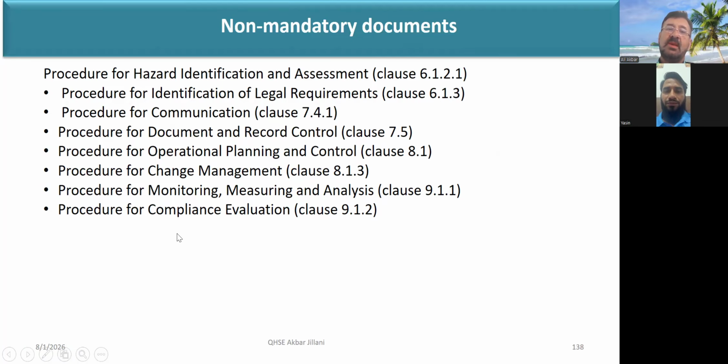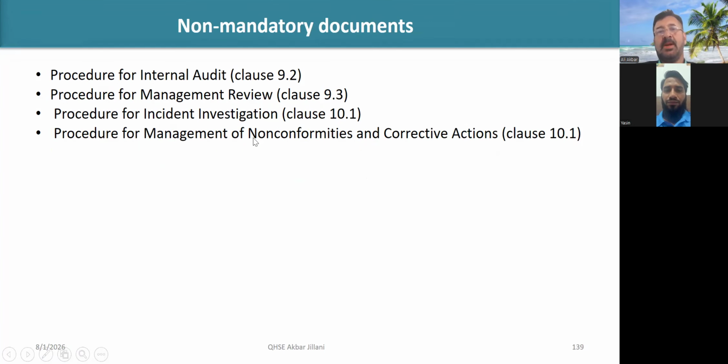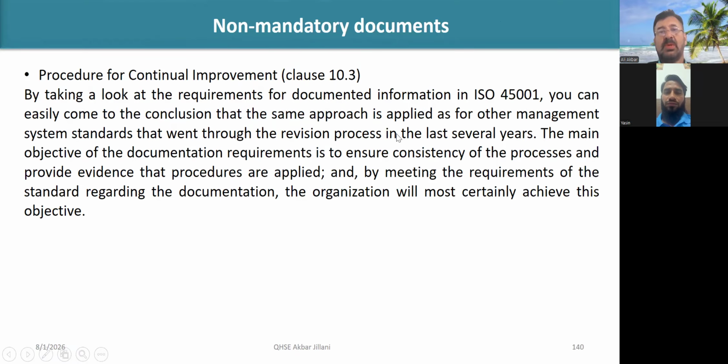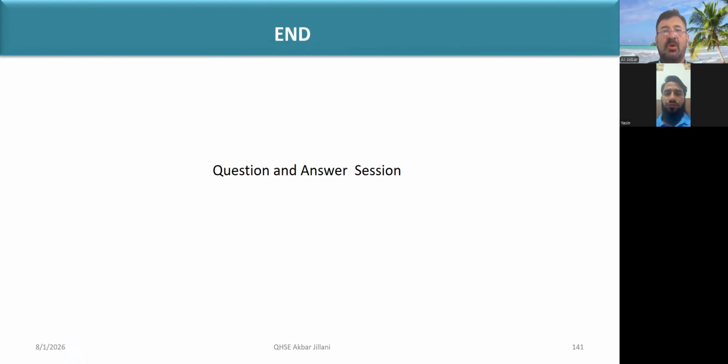Monitoring, measurement, analysis, compliance evaluation, you will have for this. Now procedure for internal audit. You don't have an internal audit procedure, but you have the audit report, it's okay. But maybe your client will have. Management review, you don't have a procedure, but you have the management review record, that is enough. Incident investigation, you don't have the procedure, but you have the record, that is enough. But the corrective preventive action, now, procedure for management of non-conformities and corrective action, for this, you will have a procedure. Now, continual improvement procedure, better if you have.